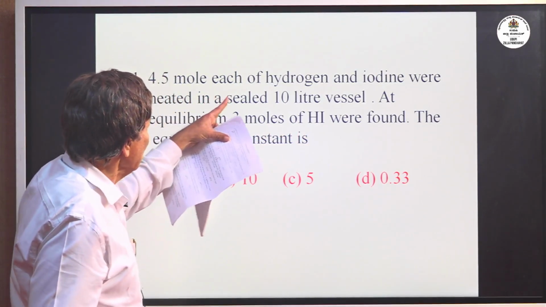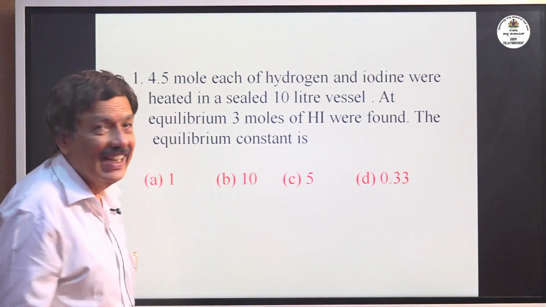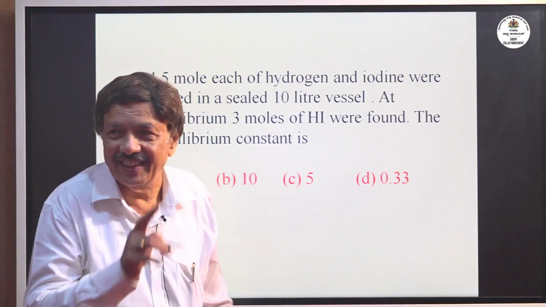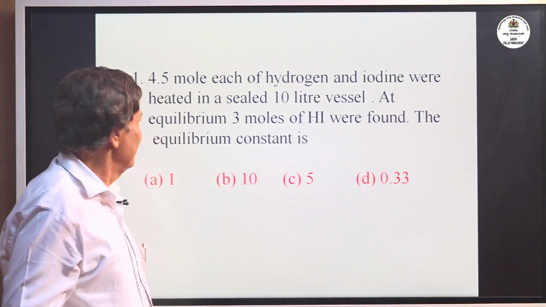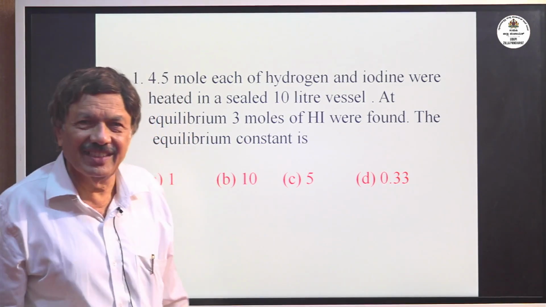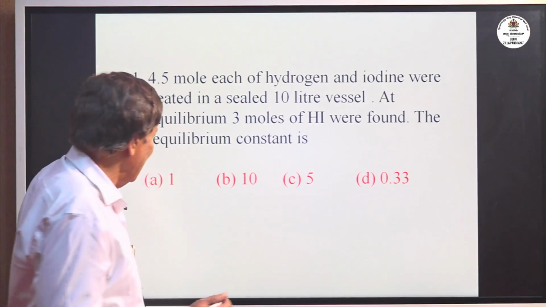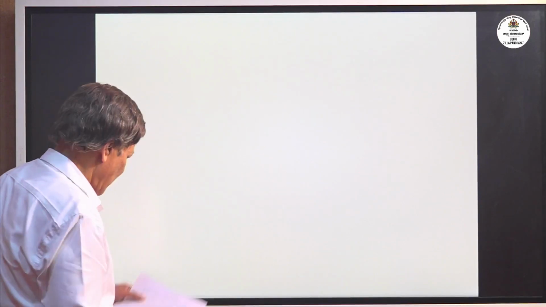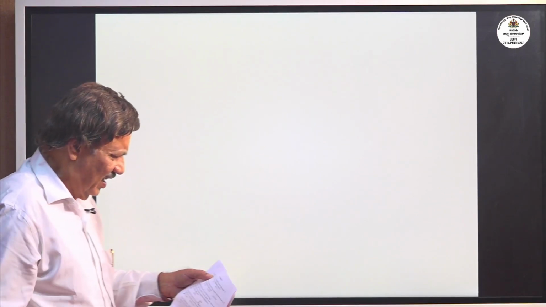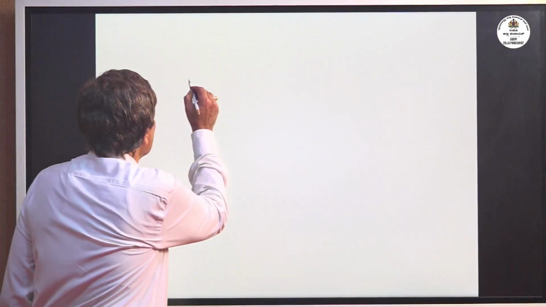4.5 moles each of hydrogen and iodine were heated in a sealed 10-liter vessel. At equilibrium, 3 moles of HI were found. The equilibrium constant is. This is the simplest question. So let me first write the equation here. See here, what they have taken is 4.5 moles of hydrogen and iodine.